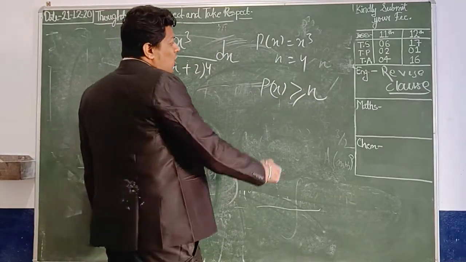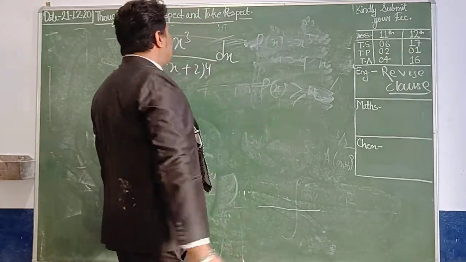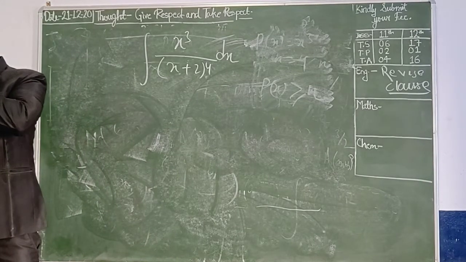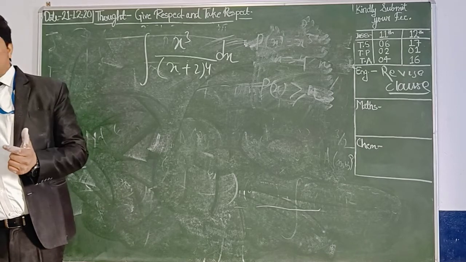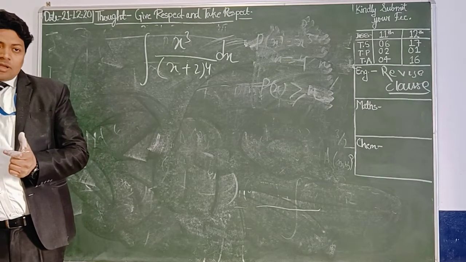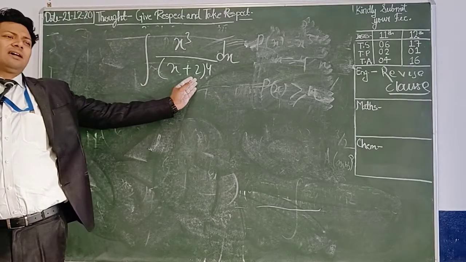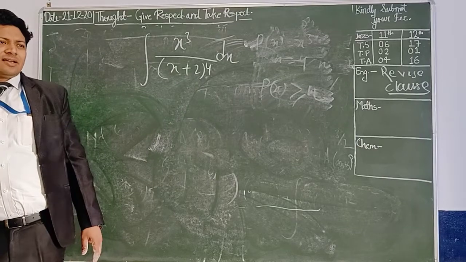Is it clear? So, first of all, what do we have to do? Here you are getting x cube divided by x plus 2 power 4 dx. Clear? First of all, what will we do? Here it's very difficult to split it, like a square like this and all. Clear?